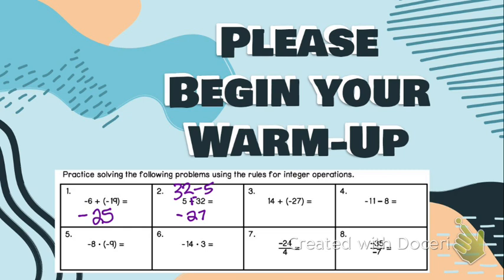Okay, 14 plus negative 27. Same thing, I'm adding with opposite signs, so I ignore the signs and I subtract. 27 minus 14 would be 13, and there are more negatives than positives, so it's negative. Okay, negative 11 minus 8 becomes negative 11 plus negative 8. We never subtract, we add using the opposite of the second number. So 11 negatives plus 8 negatives would be 19 negatives.